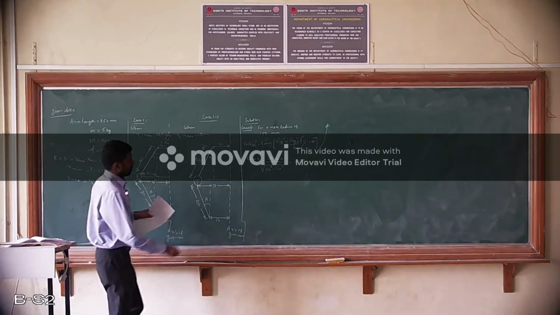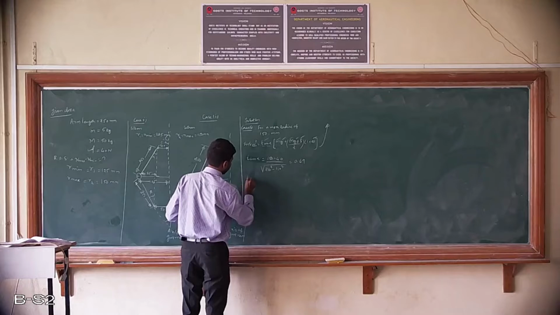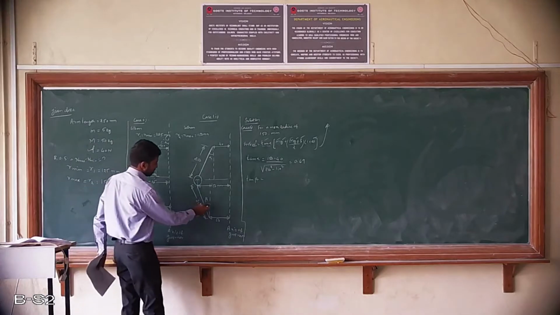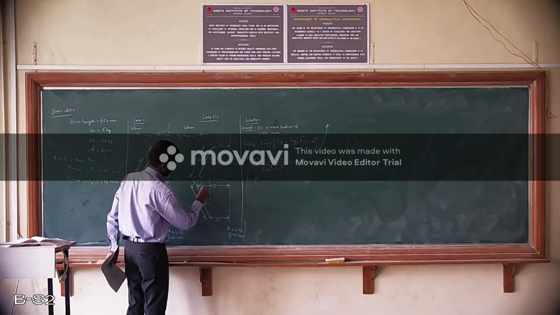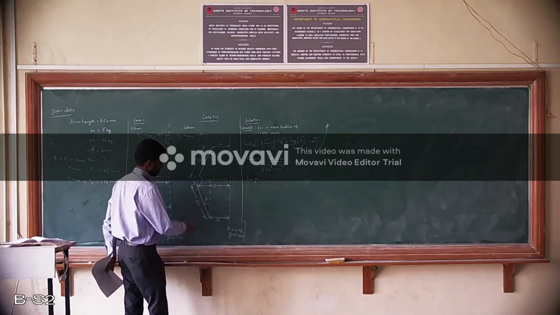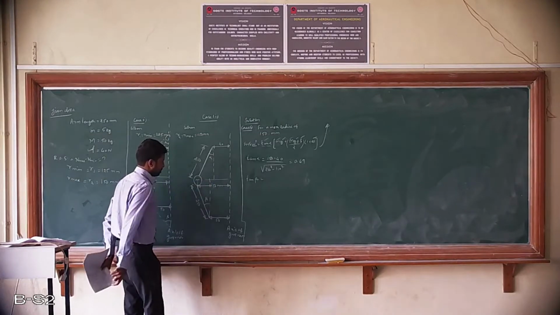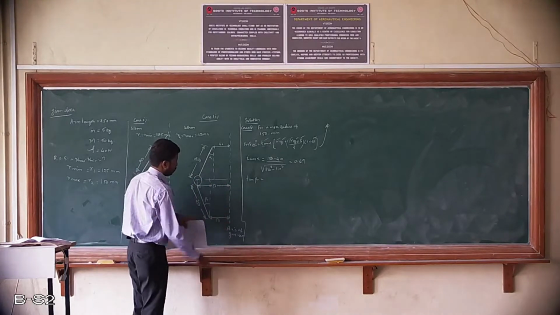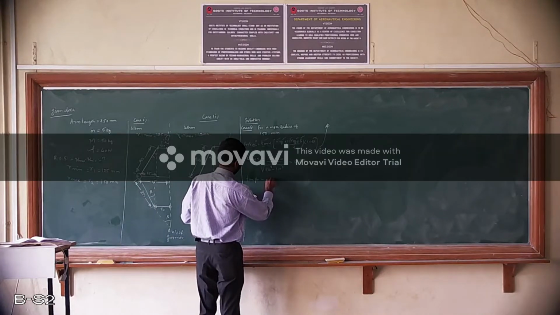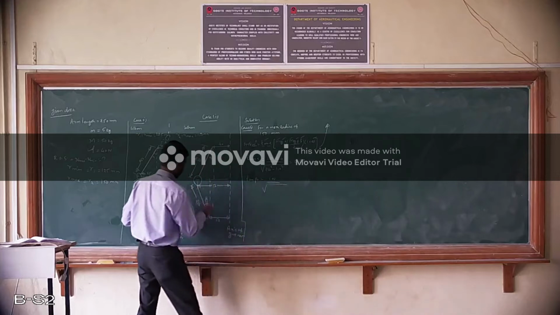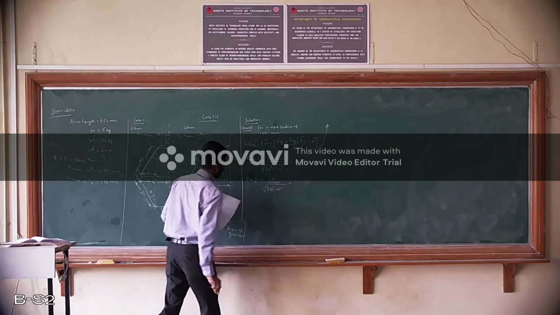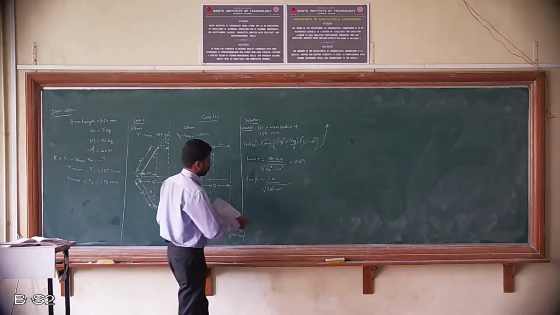Similarly, we need to calculate the value of tan beta. So where is beta? This is our beta, and this is the triangle which we are considering. Tan beta, once again, is opposite divided by adjacent. What is the length of the opposite? The total length is 150, out of which 50 is removed. So the value is 100 divided by under root of 250 square minus 100 square, which is going to give us the value of tan beta as 0.436.